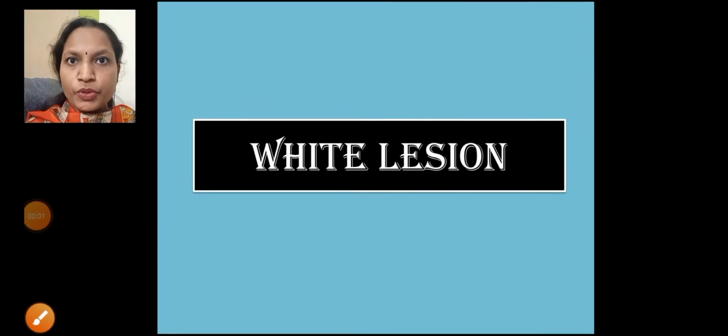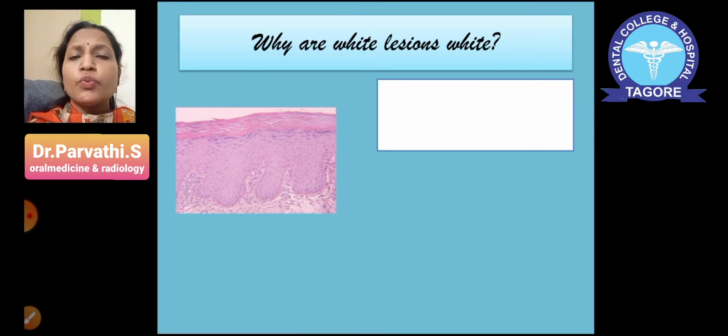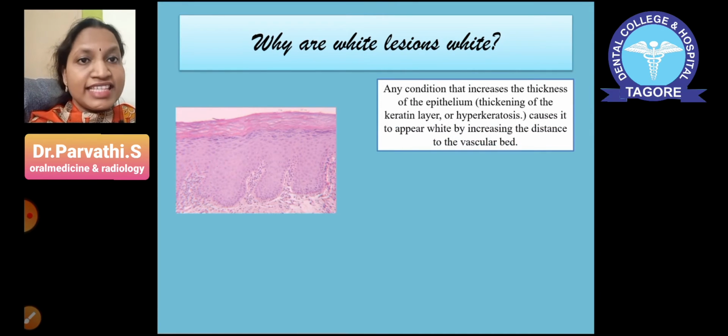I am going to discuss the differential diagnosis of white lesions. So why do white lesions appear white? In any condition where there is an increase in the thickness of the epithelium, mainly the keratin layer, called hyperkeratosis, the distance between the superficial layer of the epithelium and the vascular bed increases and the area appears white.